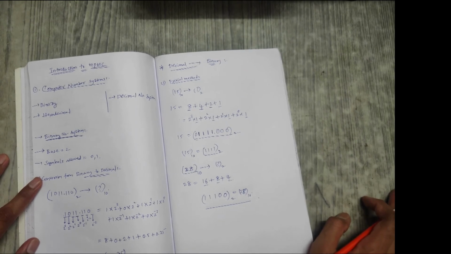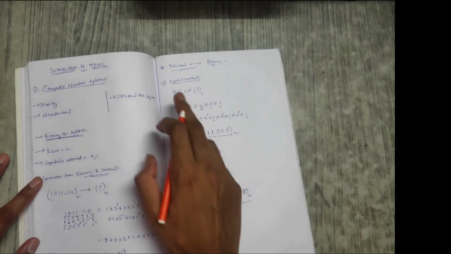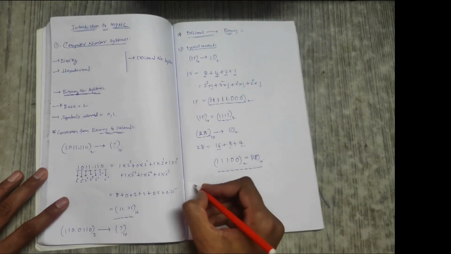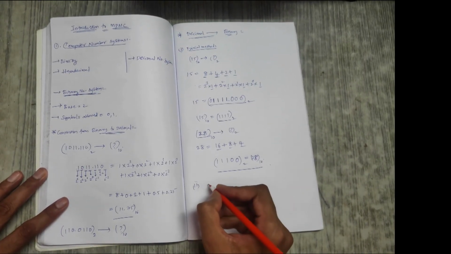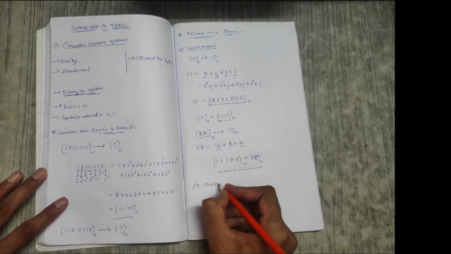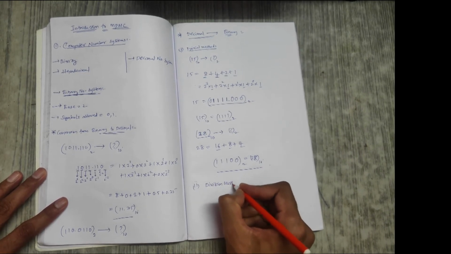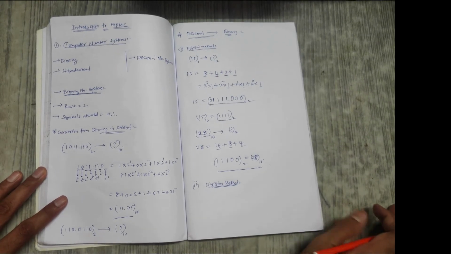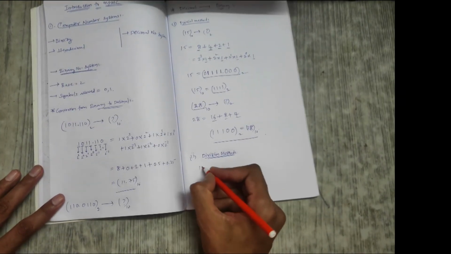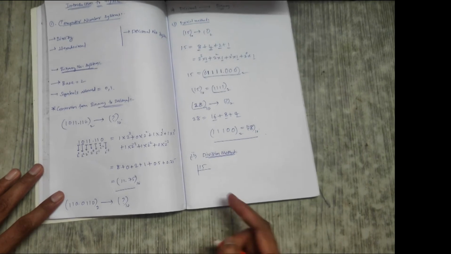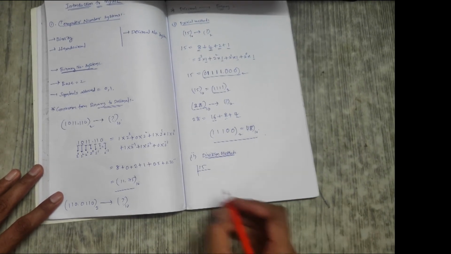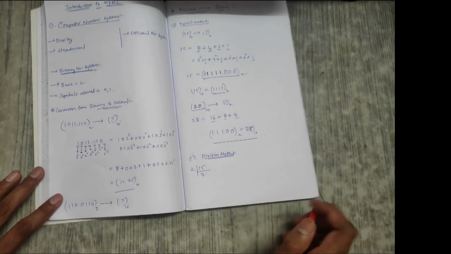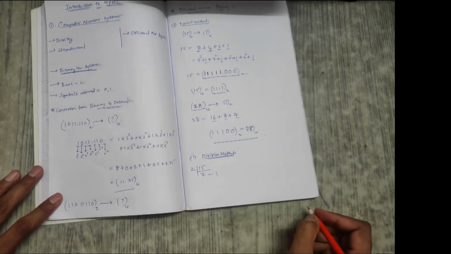But this method becomes complex when the value of the decimal number increases. So we will generally use another method, that is the division method, which is very easy to convert a decimal number to binary number. For example, take this 15. To convert it into a binary number, we will divide it with 2. 2 7s are 14. The remainder is written to the right.